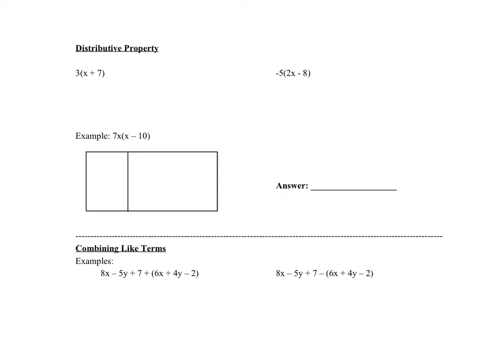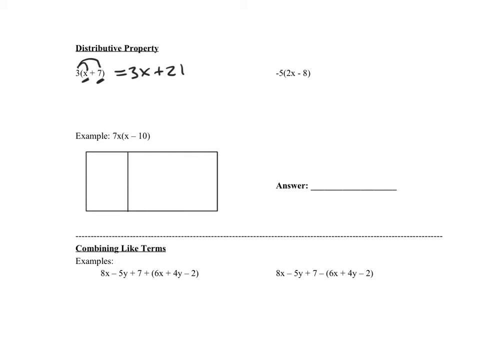So that 3 has to be multiplied by both numbers in parentheses. So it has to be multiplied by the x and the 7. So we do 3 times x, which is 3x, and then 3 times 7, which is 21.